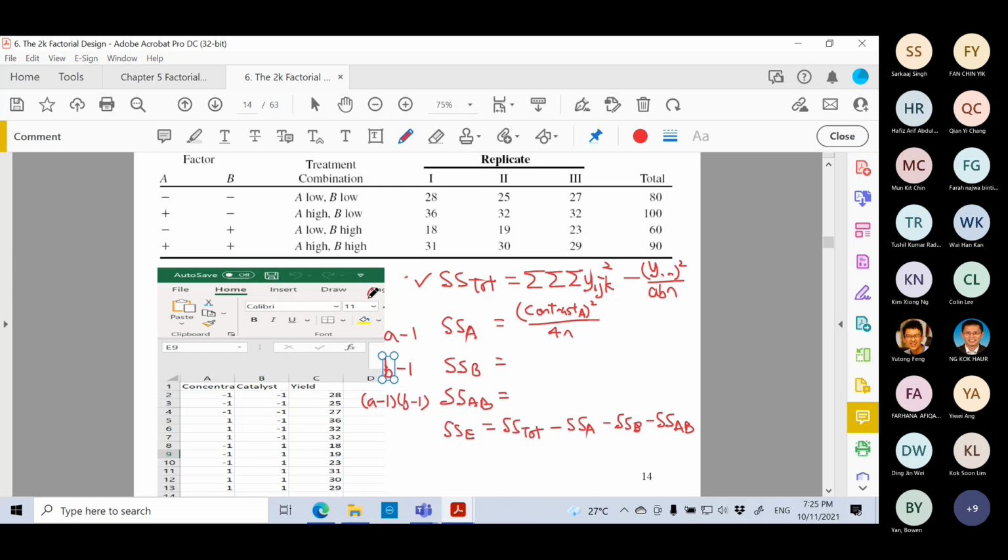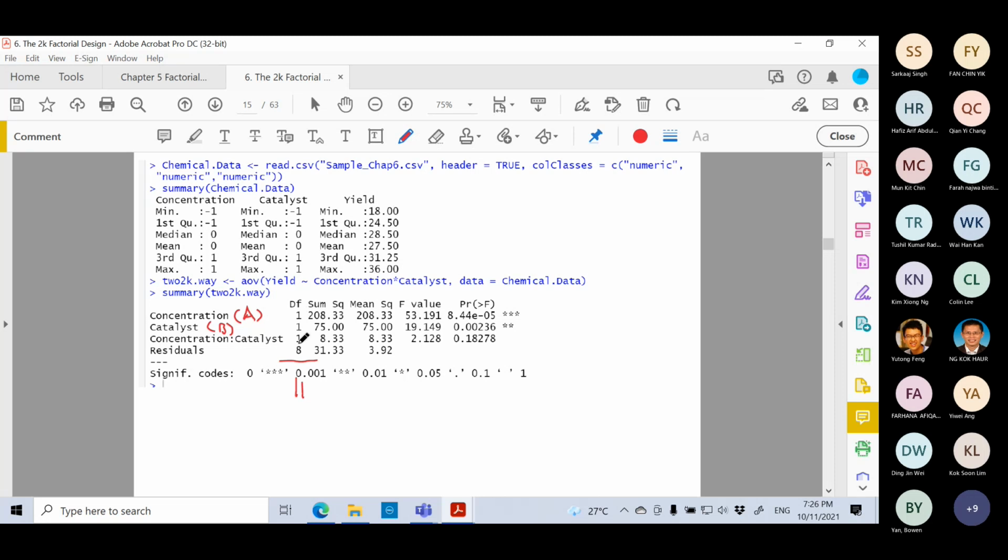So this one is AB, n minus 1. So all these things will be degree of freedom 1, 1, 1 here. Okay, and then of course the sum of square, we can use it to calculate. Then you get your mean square. Finally, you get the F value here. Then from the F value, you can check which factor is important, which factor is not important.